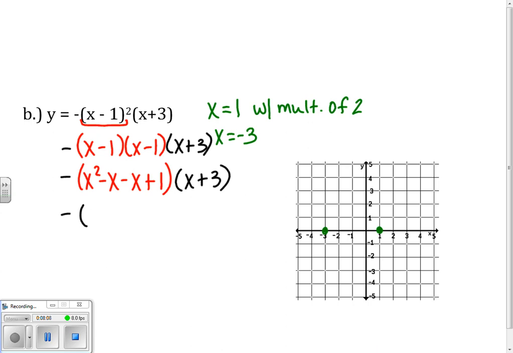If I pretty up the red stuff, I get x squared minus 2x plus 1. Remember, the order in which you choose to do this doesn't matter. I'm going to do the 3 by 2 next, so I'm going to keep that negative out front. I haven't done anything with that yet.